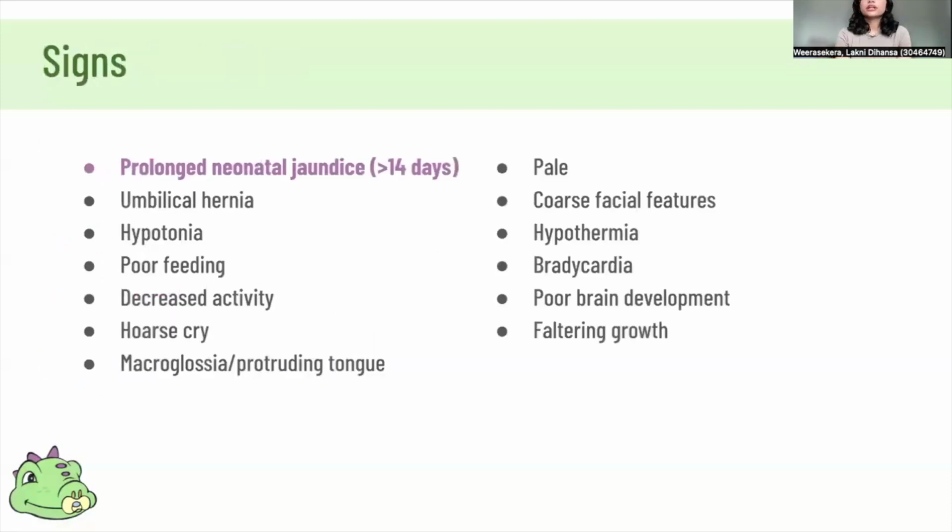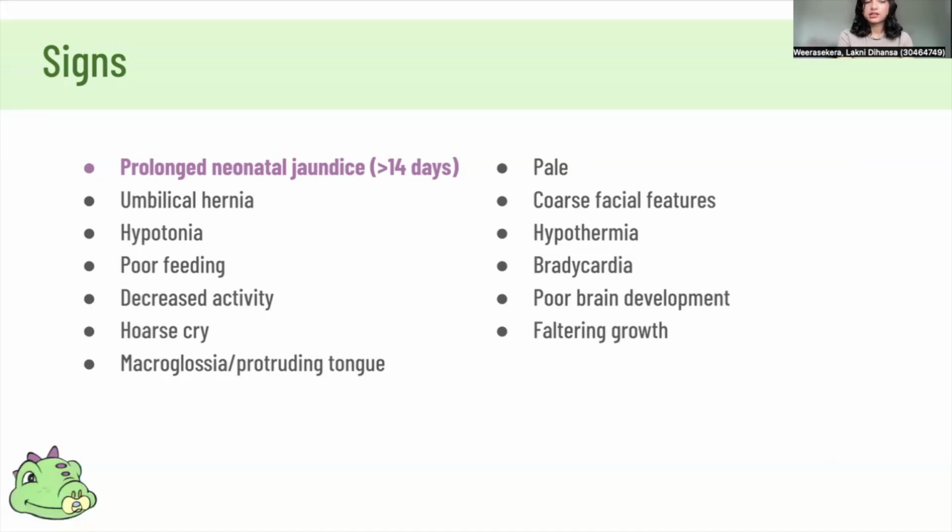So recognizing a patient with hypothyroidism tends to come up a lot in your exams. So really important that you know that prolonged neonatal jaundice is a pretty big buzzword. And in terms of prolonged, this means that jaundice lasts for more than 14 days. Also, other signs are listed on this slide. So umbilical hernia, hypotonia, poor feeding, decreased activity, having a coarse cry or macroglossia. The patient can be pale, have coarse facial features, hypothermia, bradycardia, poor brain development, and faltering growth.